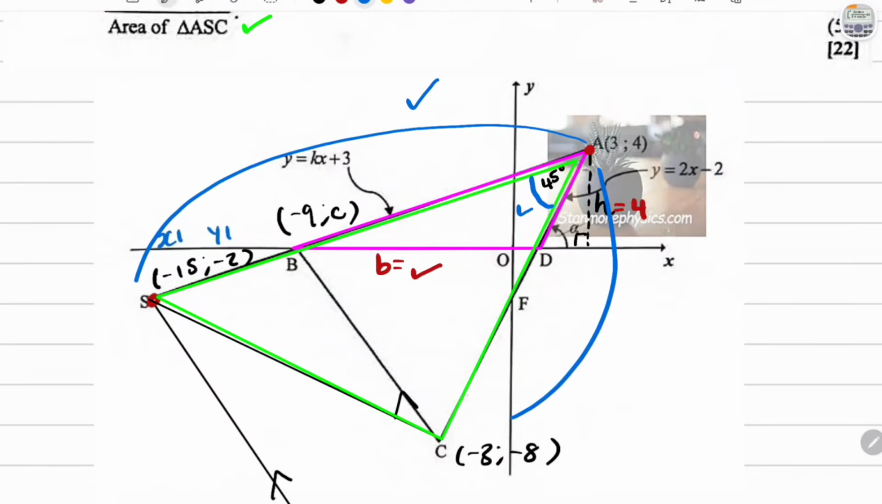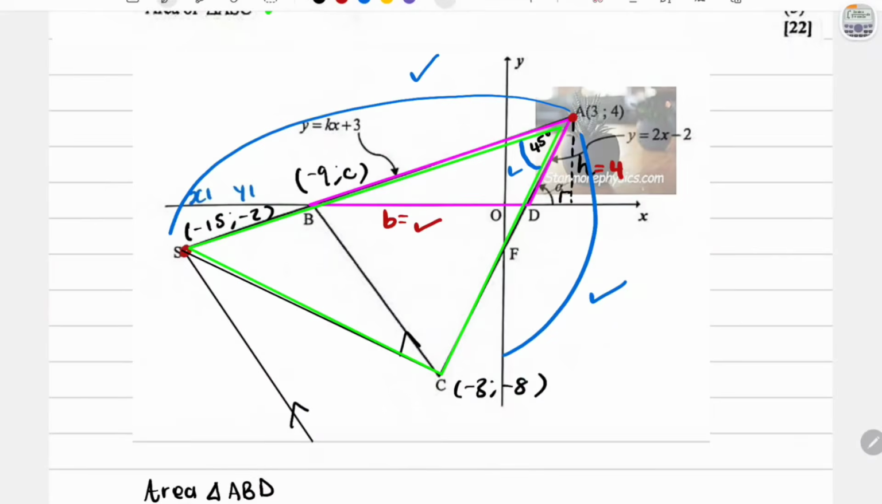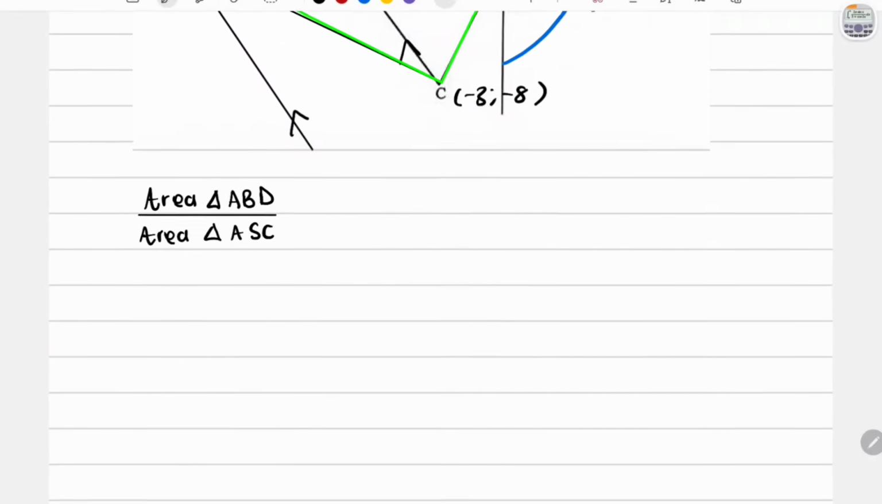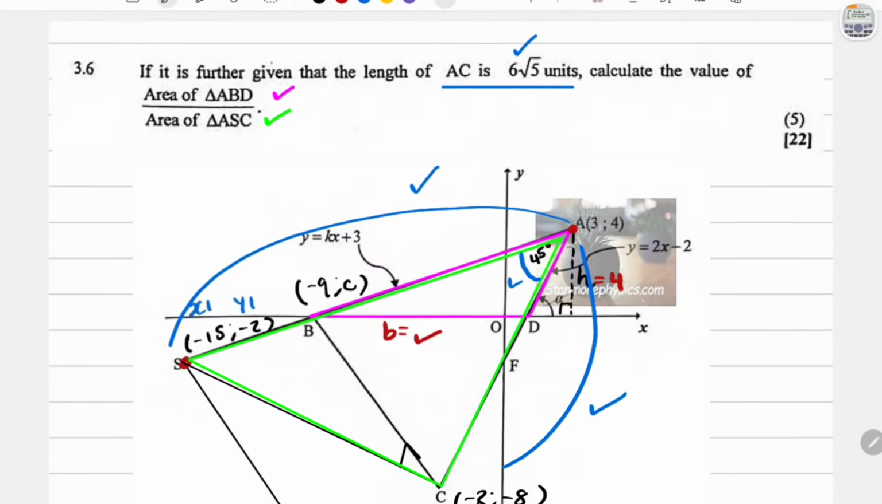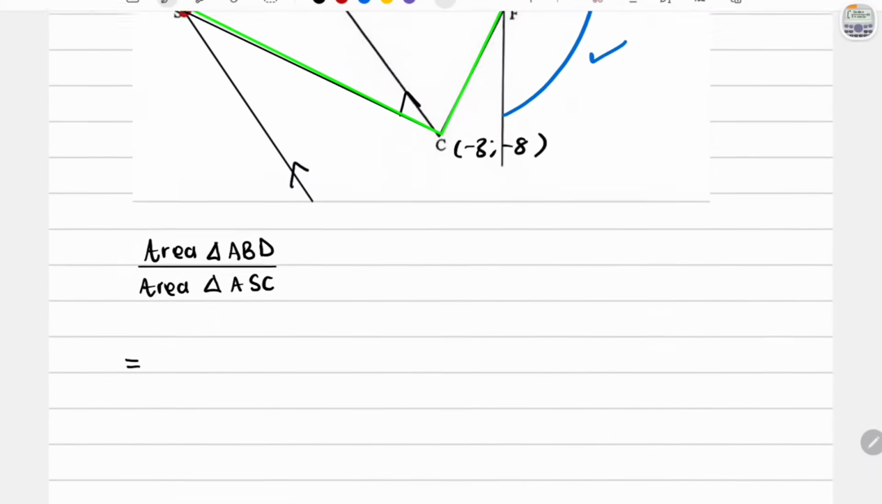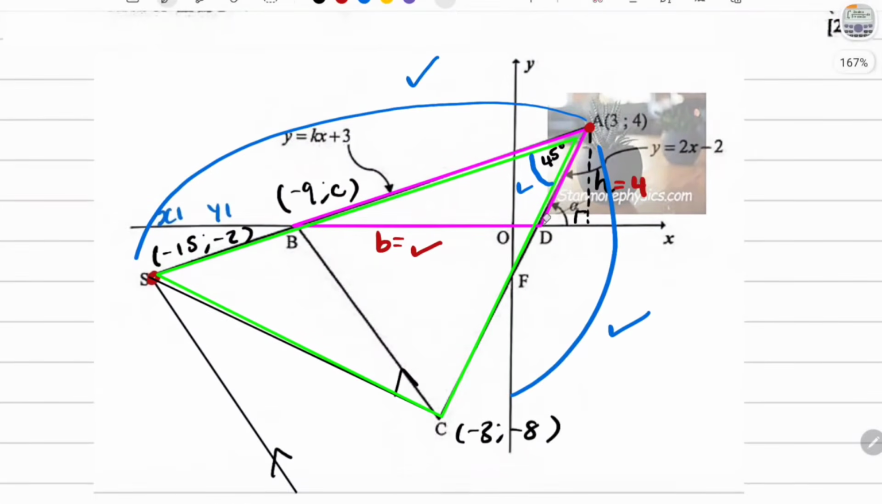We already have that, so we can go ahead and find this. The area of triangle ABD over the area of triangle ABC. For the area of triangle ABD, we're using a half times base times height. But hold on, we need to find the coordinate D in order to do that, for the base.